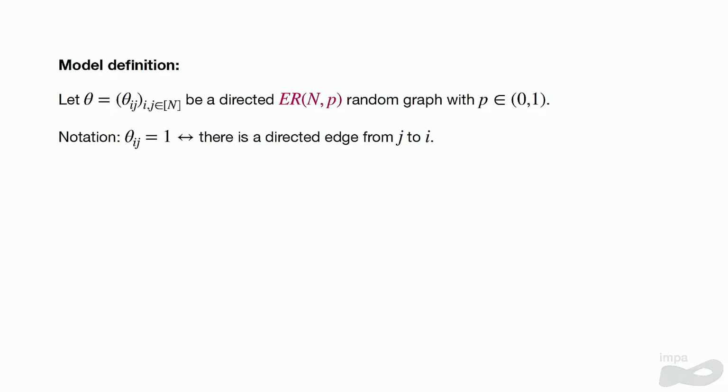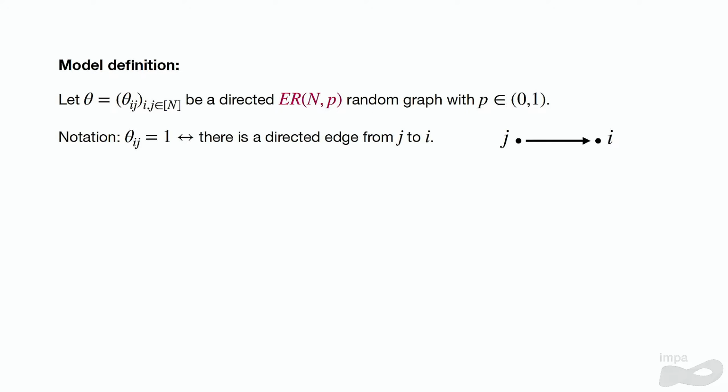So the first ingredient for us is going to be what I'm denoting here by theta, which is simply a directed Erdős-Rényi random graph with n vertices and edge probability p, okay? So for me here, theta ij equals 1 indicates that there exists a directed edge from j to i, okay?